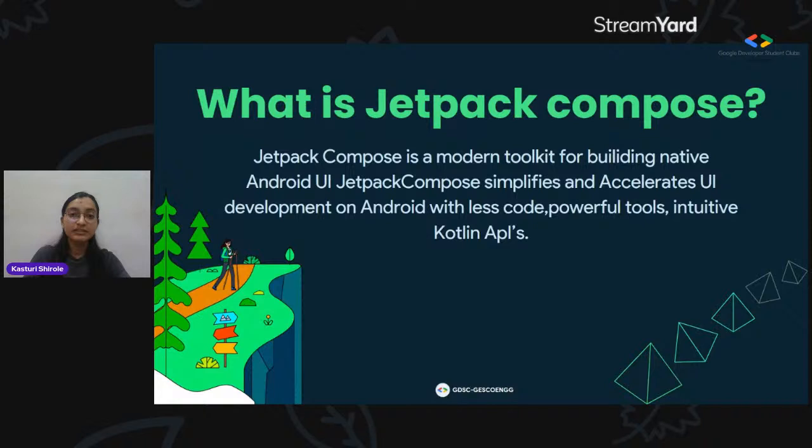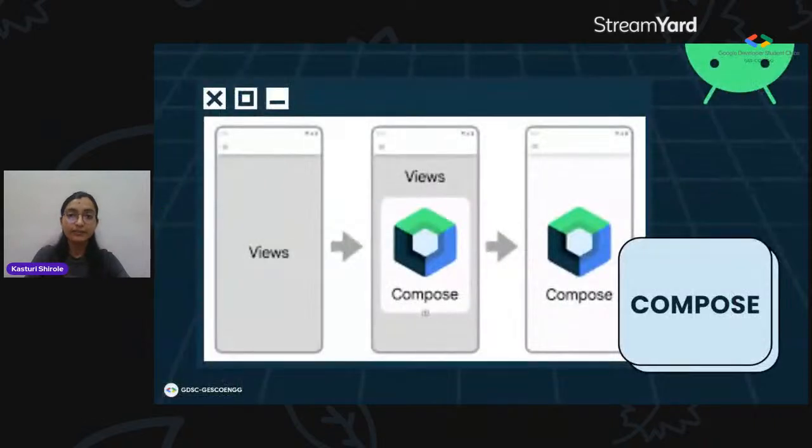Jetpack Compose is built around composable functions. With Compose, you write your user interfaces with Kotlin. These functions are small, reusable units that describe part of your UI. To create a composable function, just add the @Composable annotation above your function. Now let's get hands on with the basics.